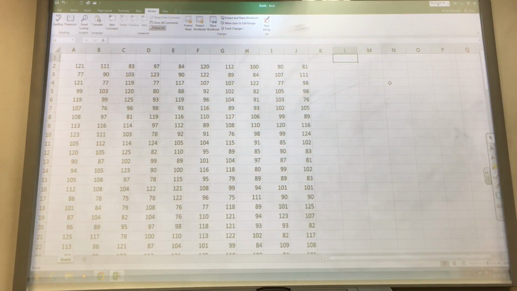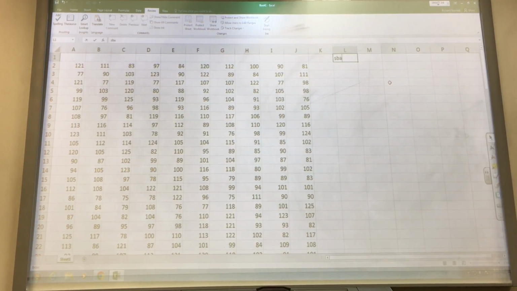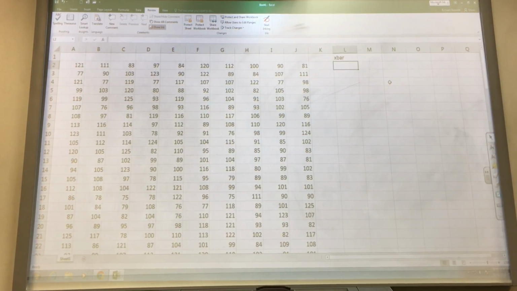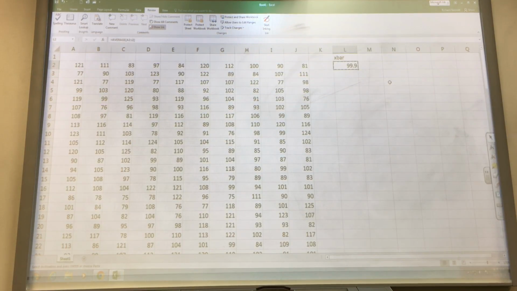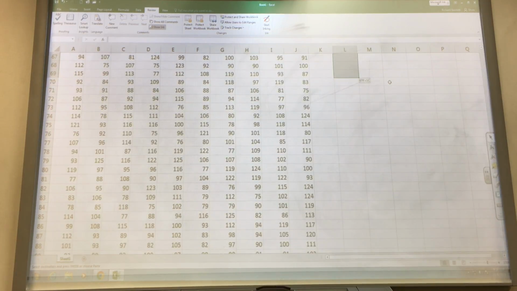Okay, so what I'd like to do is find the x bar. Since these are just random numbers, I'm going to pretend each row is a random sample of size 9. In this case, I'm going to find the mean of the first row. The first row works out to be 99.9, which is very close to my mean, by the way. I'm going to do this for all 100 rows.